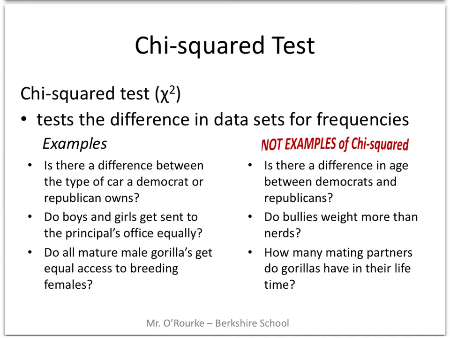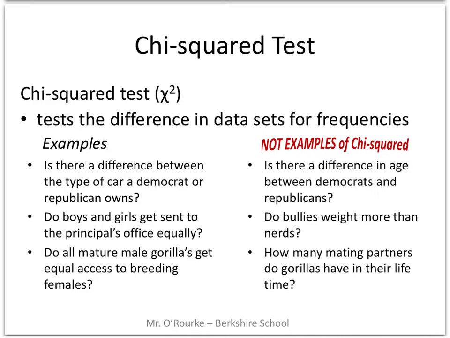And another example would be, do boys and girls get sent to the principal's office equally? That may have a numerical quantity in the sense that we're looking to see how often they get sent to the principal's office, but you're either a boy or you're a girl. And you would either be going to the principal's office or you wouldn't. And that's the idea behind that question. If you were looking at the total number of times, that's not a chi-squared test.